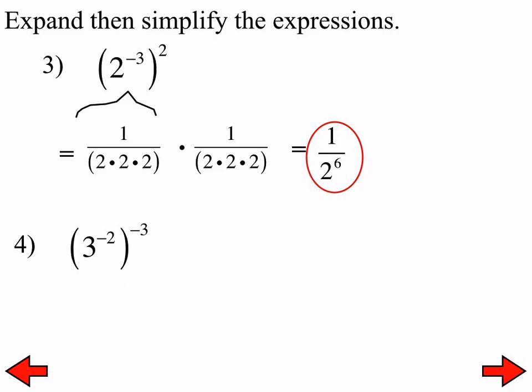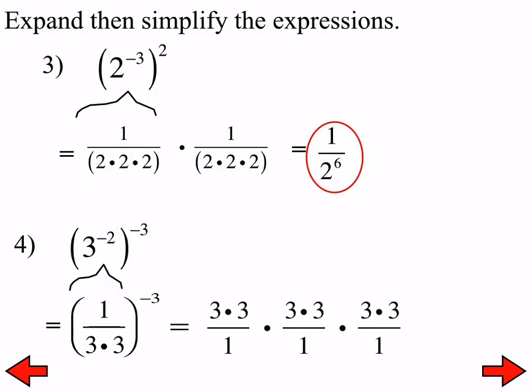The first exponent, negative squared, means I'm going to flip it, so it's 1 over 3 times 3. Then that whole thing to the negative 3rd power, which means I'm flipping it again and multiplying it for 3 more groups. 3 groups total. So 3 to the 6th. Any questions about 1 through 4?